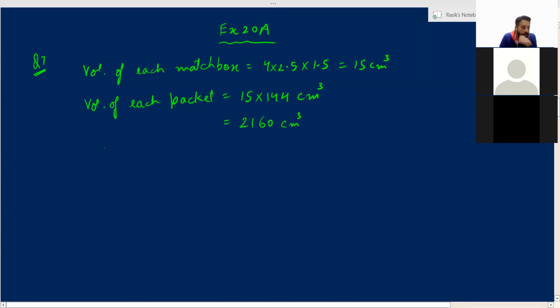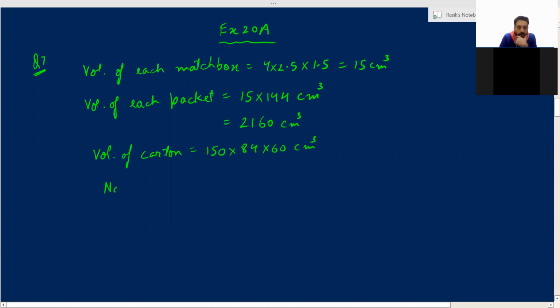Now, how many such packets can be placed in a carton? The volume of carton. Change it to centimeters, 150 into 84 into 60. This is the volume of each carton. Number of packets that we can keep in each carton is equal to volume of carton divided by volume of each packet.